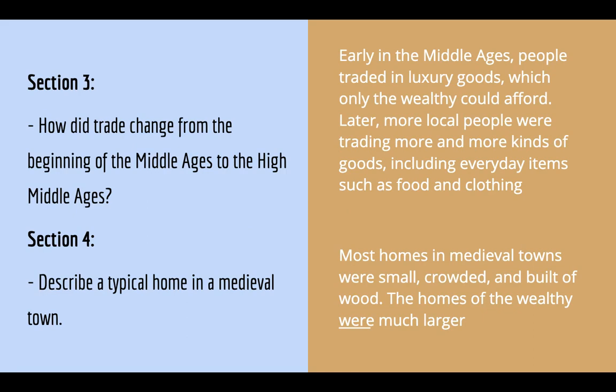Section 3, how did trade change from the beginning of the Middle Ages to the High Middle Ages? So early in the Middle Ages, people traded in luxury goods, which only the wealthy could afford. Later, more local people were trading more and more kinds of goods, including everyday items such as food and clothing. So that really allowed people the opportunity to specialize more in particular crafts.